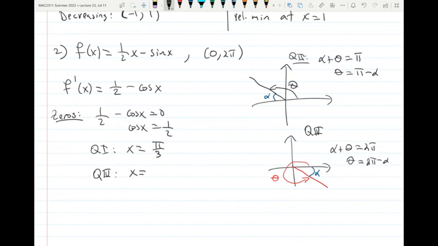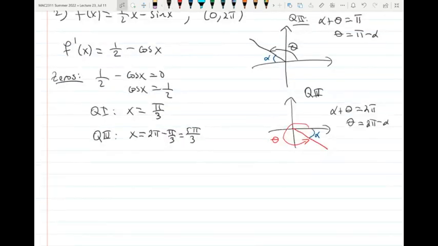Okay? Anyways, here the reference angle is always a quadrant 1 angle, the quadrant 1 solution. So in this case, it's pi over 3. So the corresponding one in quadrant 4 is 2 pi minus pi over 3, because that's our reduction formula. And what is this? 5 pi over 3. Questions?